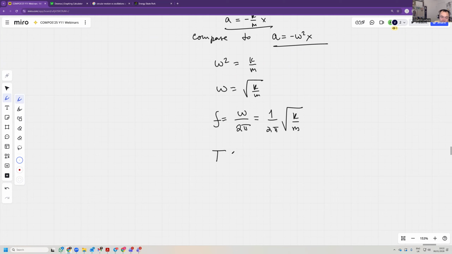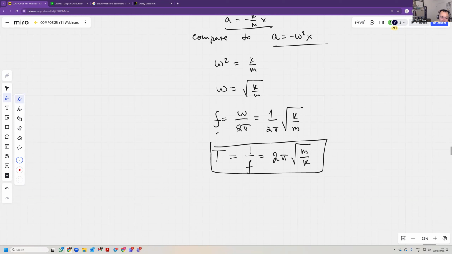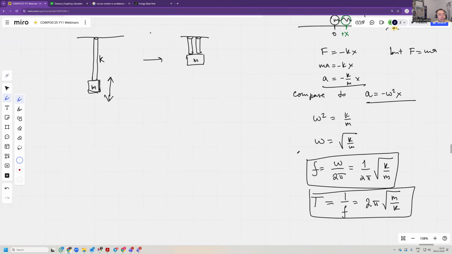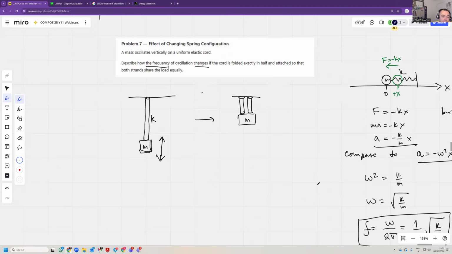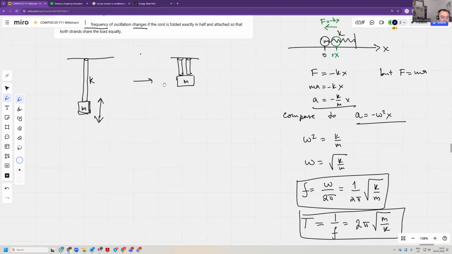They're not asking about the time period, but the time period is 1 over frequency, so it's 2 pi square root of m over k. It's a very important metric, but we will focus on the frequency now. Frequency is 1 over 2 pi square root of k over m.